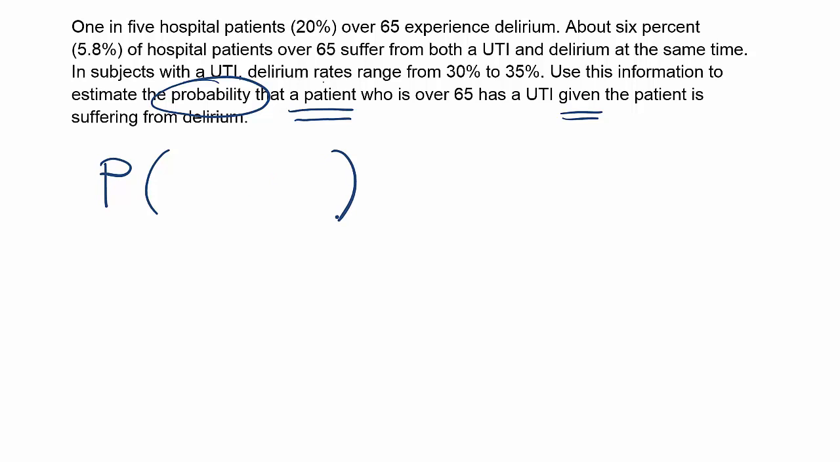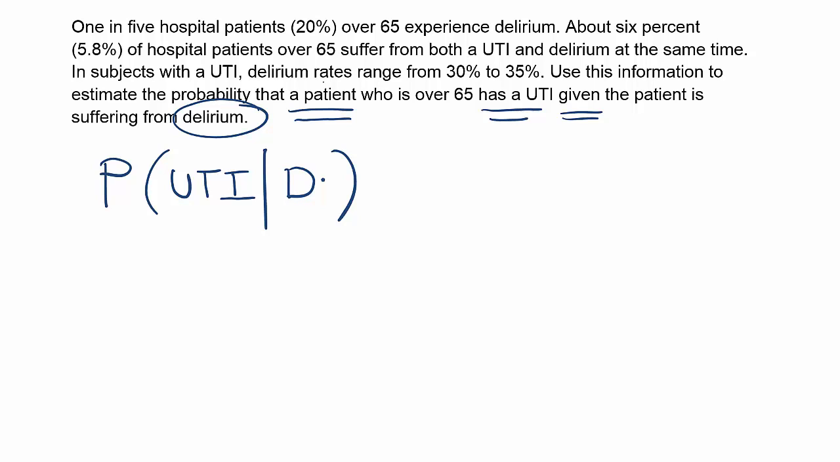So I'm going to write first that it's the probability that a patient has a UTI, so put that first. By the way, a UTI is a urinary tract infection. And then it says given that, for the given that phrase, we'll put a vertical bar up and down, and that vertical bar is basically indicating the phrase given that. So behind this bar is the given that condition, and then it says given the patient is suffering from delirium, so we're going to use D for delirium to represent that. So that's the probability statement.